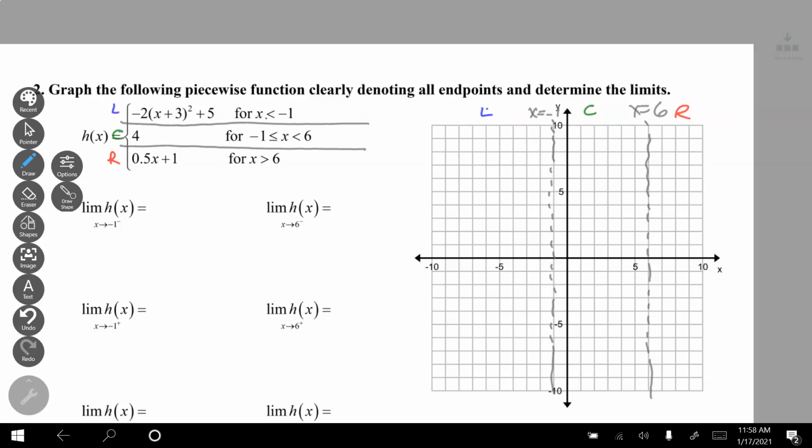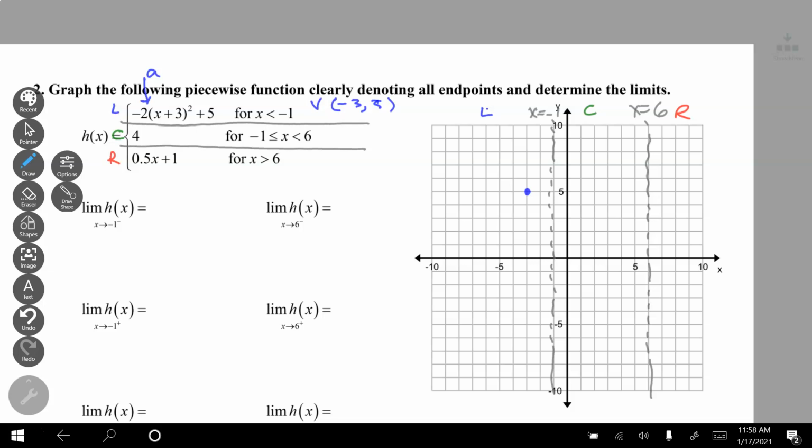So this first piece here, this first formula here, next to the blue L, that's a parabola. I only could draw that on to the left of -1. Well, to me, when I look at this in vertex form, I see my vertex is equal to -3, 5. So at -3, 5, I have my vertex. And then, oh, I have an a value equal to -2. It's going to be a concave down parabola.